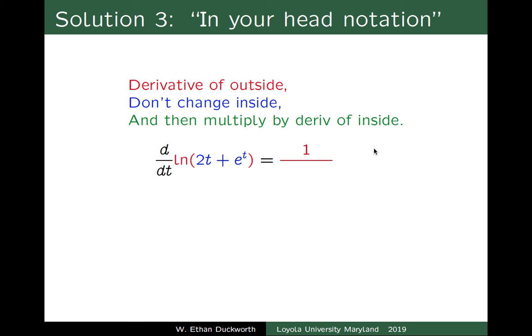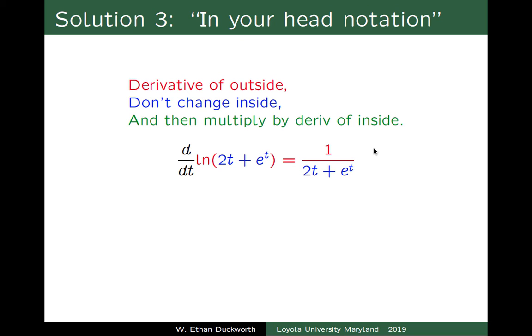1 over. Then we should not change the inside. It was clear on the left that the inside is 2t plus e to the t. It's perhaps a little less clear on the right-hand side, but I'm still going to write it in blue, and I know where it needs to go. It needs to go underneath that 1 over. So that's what I mean by the inside when I have a fraction: it is the part on the bottom.